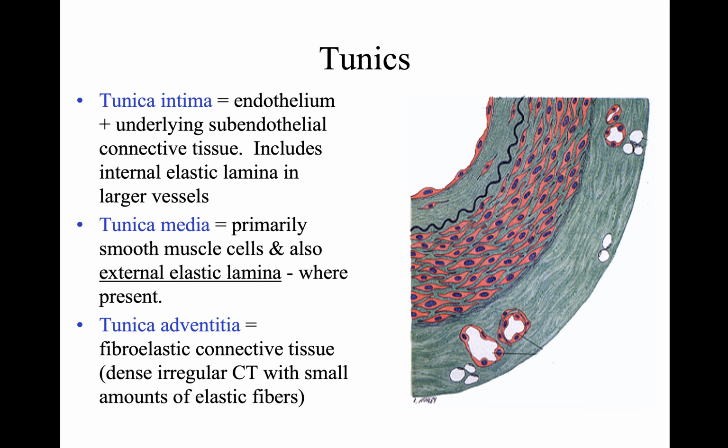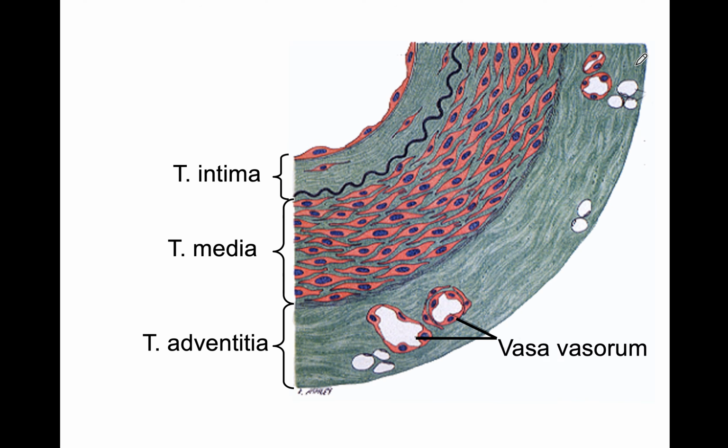Sometimes we have this structure here, which is the internal elastic lamina, and usually this internal elastic lamina separates the tunica intima from the tunica media, and most of the time the tunica media consists of smooth muscle. The outer layer here is the area of dense irregular connective tissue, which is the tunica adventitia. The three layers together form the microscopic and histological appearance of the blood vessels.